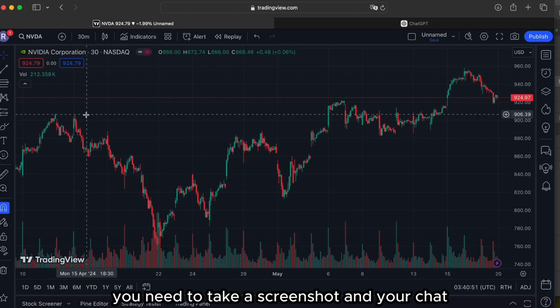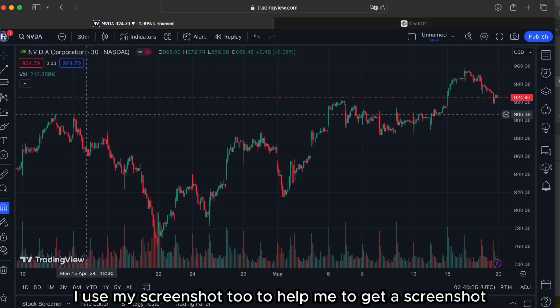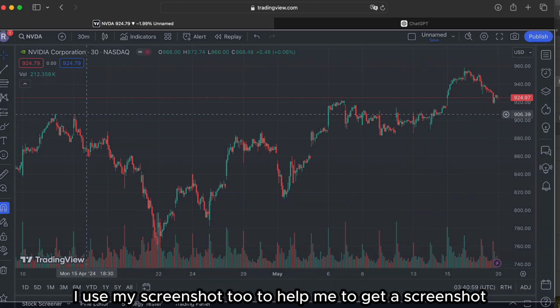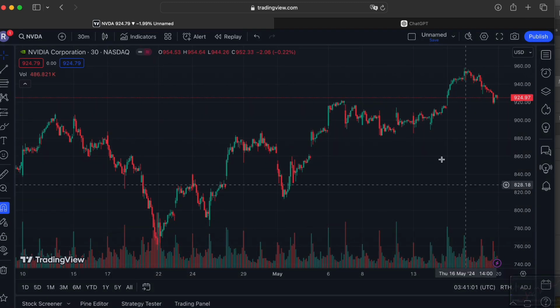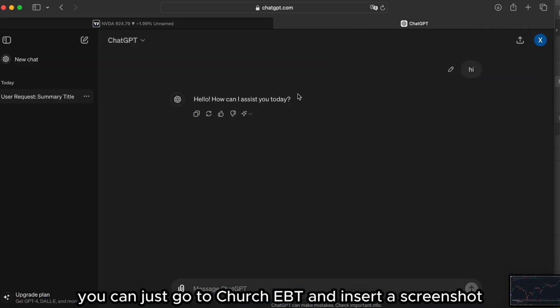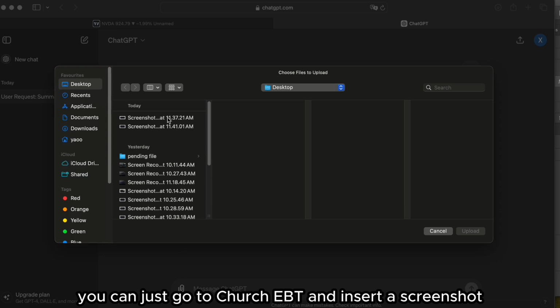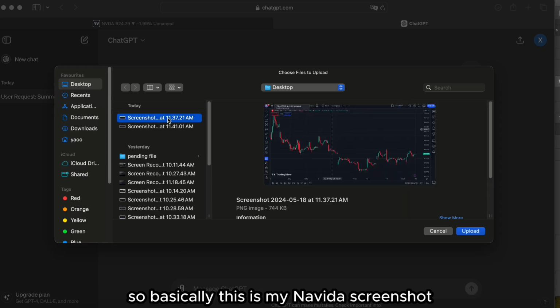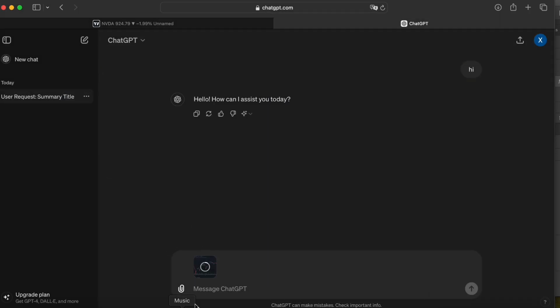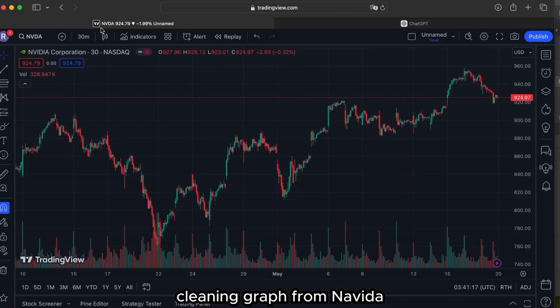So first of all, you need to take a screenshot of your chart. I will use my screenshot tool to help me get a screenshot. After that, you can just go to ChatGPT and insert the screenshot. So basically, this is my NVIDIA screenshot, a clean graph from NVIDIA.